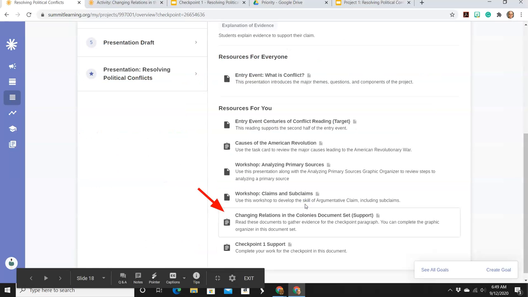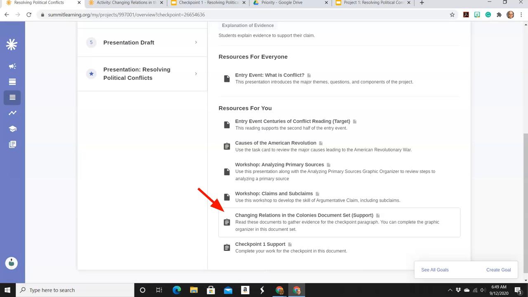Okay, where are you going to get your evidence to support your argument of claim? You got a couple choices. We have the Changing Relations in the Colonies document set, support, and then somewhere in your resources it'll also say Changing Relations in the Colonies document set, target. Either one is fine, but I'm going to show you the support. They're both the same thing.